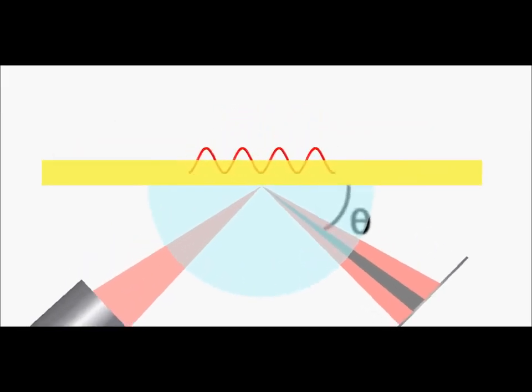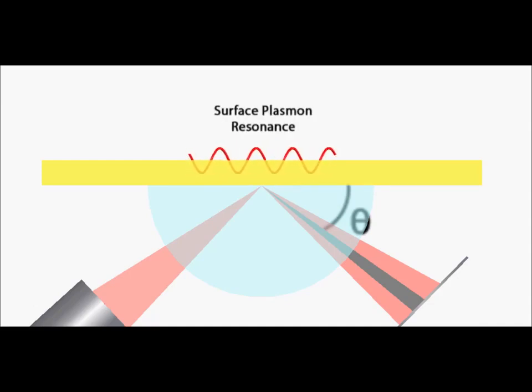In this setup, a light source passes through a prism, reflects off the backside of the sensor chip surface, and into a detector. At a certain incident angle known as the resonance angle, light is absorbed by the electrons in the metal film of the sensor chip, causing them to resonate. These resonating electrons are also known as surface plasmons, which are sensitive to the surrounding environment.